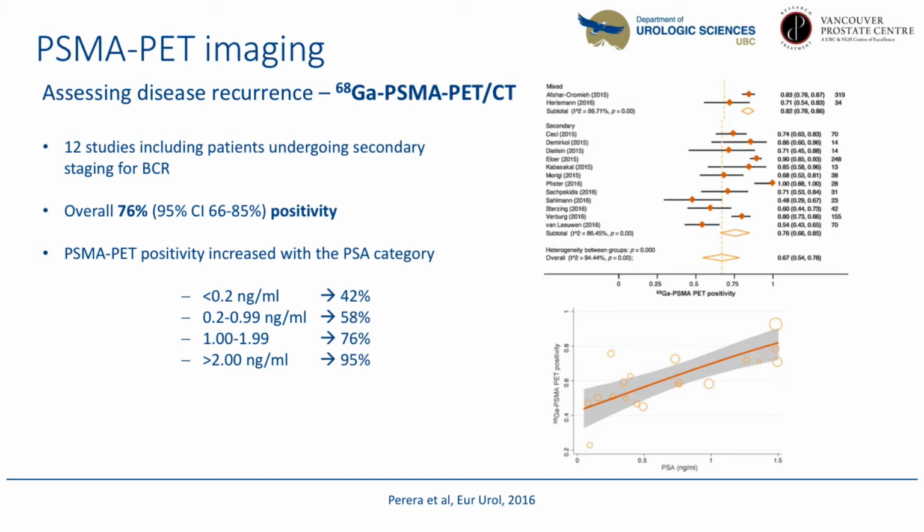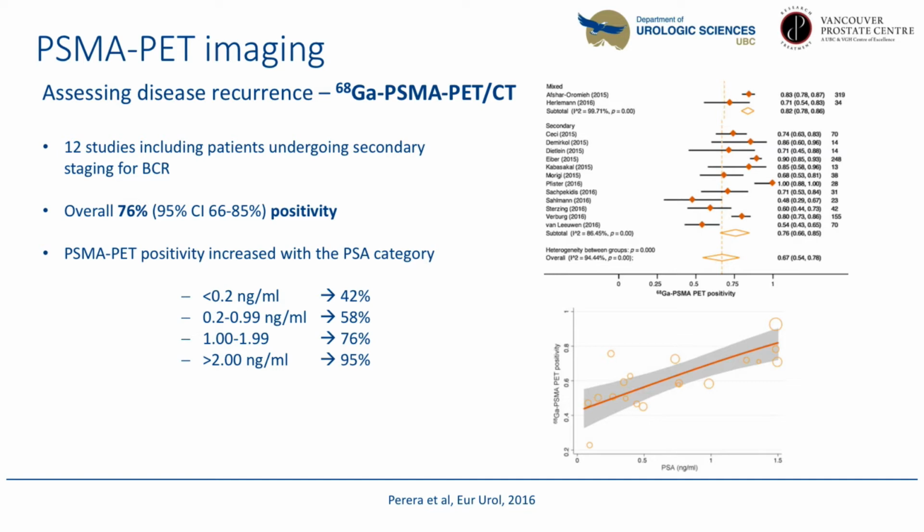The positivity increased with the PSA category, so below 0.2 there was a positivity of 47%, between 0.2 and 1 of 58%, between 1 and 2 of 76%, and above 2 of 95%. You can see the corresponding forest plot and scatter plot for PSMA positivity regarding PSA on the left-hand side. And yeah, it's quite clear that's great data, so we are seeing things much earlier than we would do with conventional imaging.